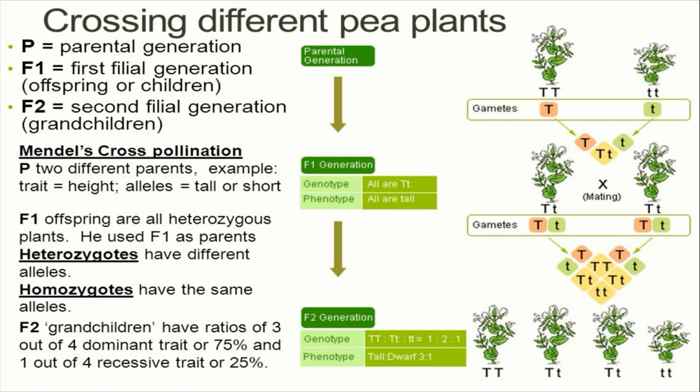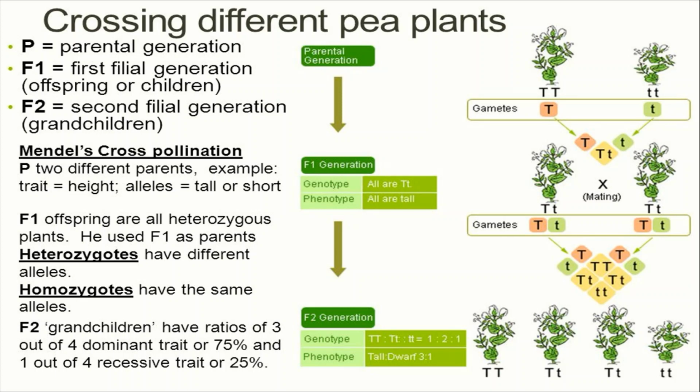In his first experiment, Mendel made a cross between a tall plant and a dwarf pea plant. Here, Mendel crossed two plants, tall plants and dwarf plants. In this figure, the capital T gene is responsible for the tall plants and small t is responsible for the dwarf plants.